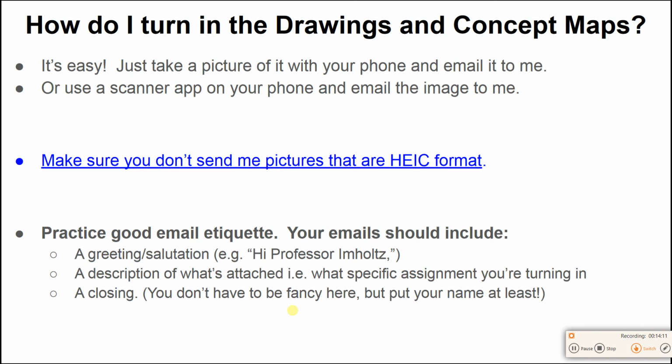Okay, what else? How do you turn stuff in? For assignments, drawings, and concept maps, it could not be easier. Take a picture of it with your phone and email it to me. If you have a scanner app you like on your phone, use that. Email it to me, okay? The only thing I want to let you know is make sure you don't send me pictures in the HEIC format. So use some other format for your picture files.